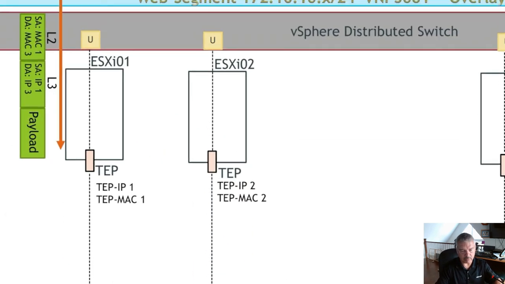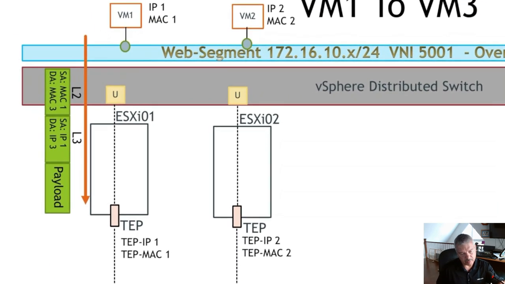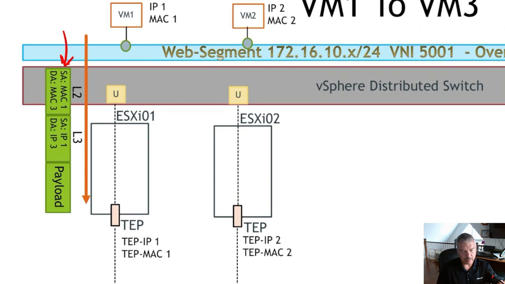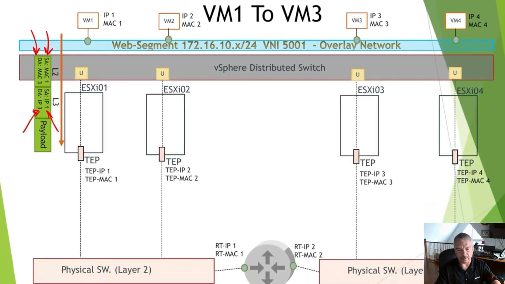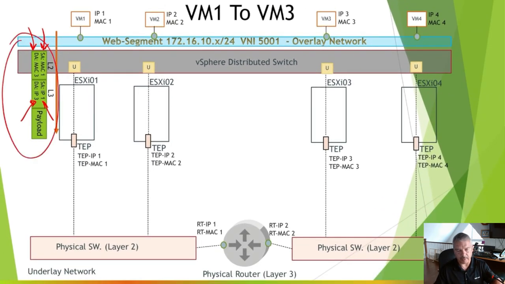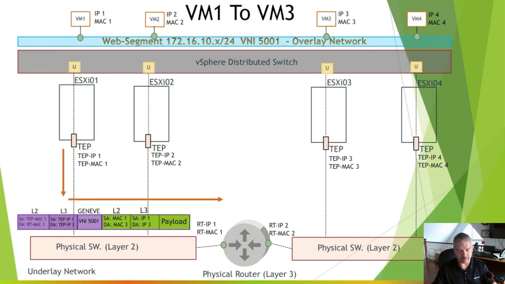So when we look here, we see what's changed a bit. We see the source MAC is VM1 and the destination MAC is MAC3, that's VM3's MAC. Let's assume they were talking before; I'll talk about ARP and all that stuff. And then we see the source IP is VM1 and the destination IP is that of VM3. So that's what left VM1. It's going to hit the TEP, and the TEP is going to encapsulate it.